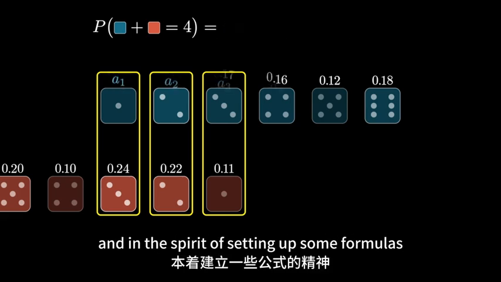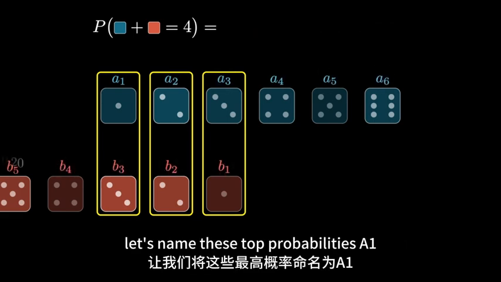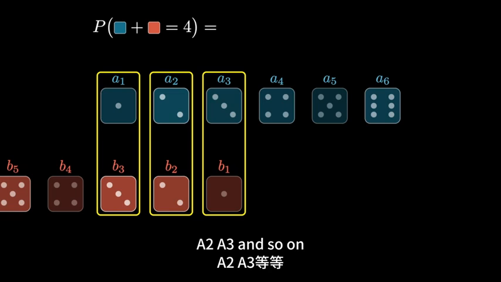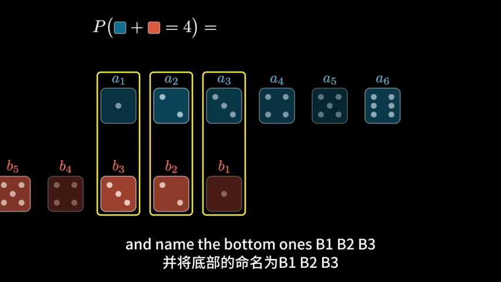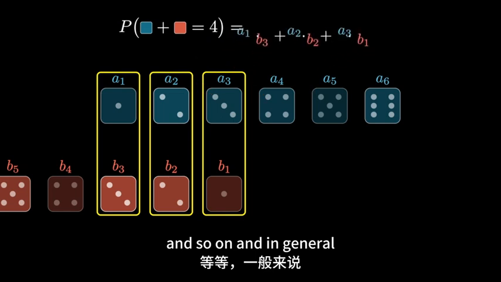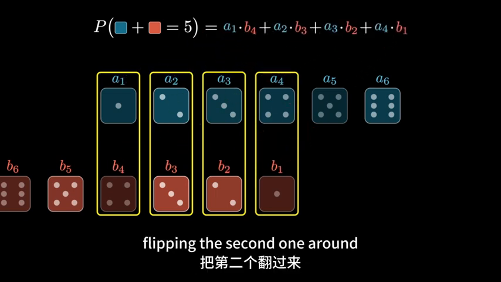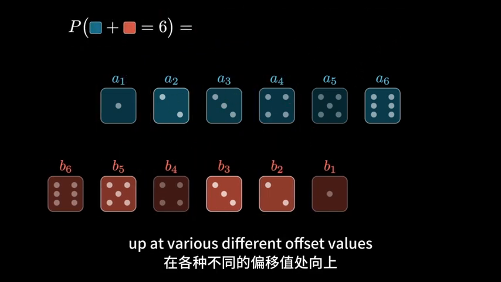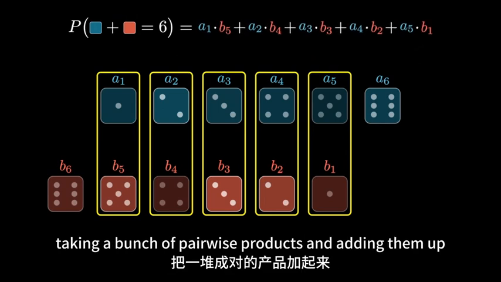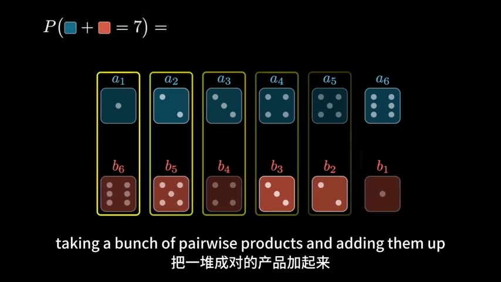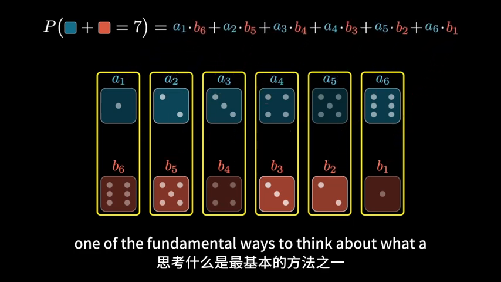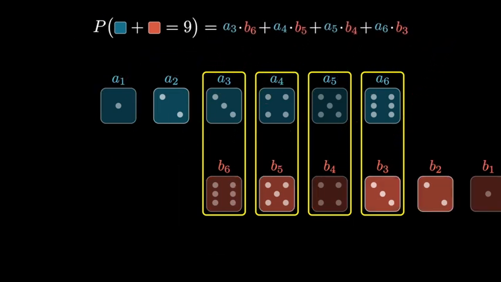And in the spirit of setting up some formulas, let's name these top probabilities A1, A2, A3, and so on, and name the bottom ones B1, B2, B3, and so on. And in general, this process, where we're taking 2 different arrays of numbers, flipping the second one around, and then lining them up at various different offset values, taking a bunch of pairwise products and adding them up, that's one of the fundamental ways to think about what a convolution is.